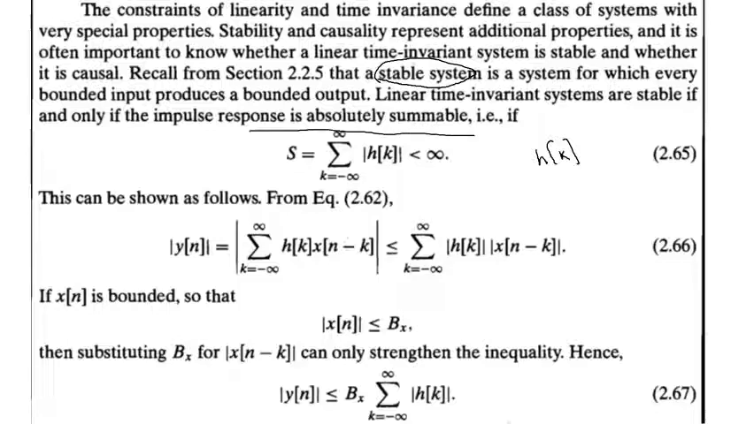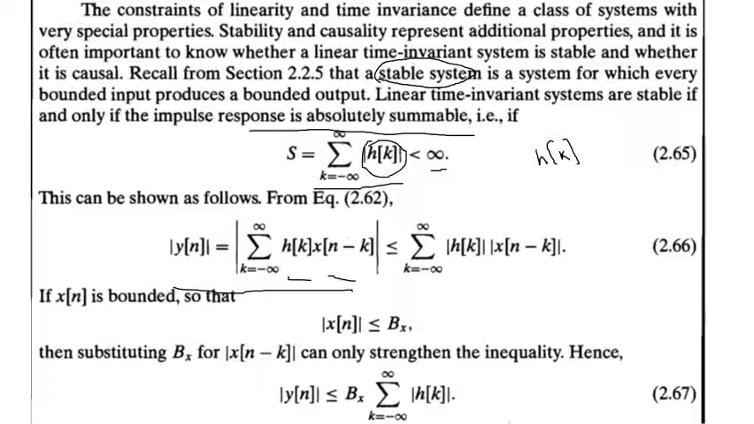So we have to sum the impulse response, starting from minus infinity to infinity. Whatever the values of the impulse response, we add the amplitudes. If the sum is less than infinity, it means that our impulse response is stable. There is a simple proof. This is the formula of convolution, which everybody knows: h of k x of n minus k. We have to take the mod on both sides.